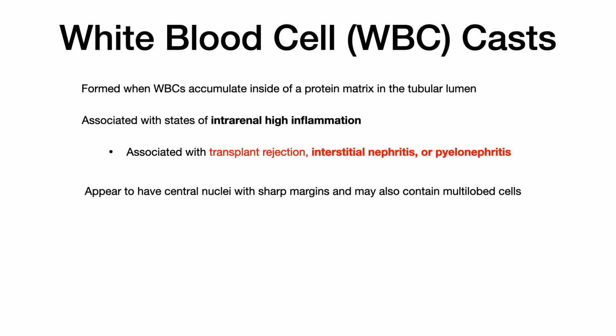Now let's differentiate that against a white blood cell cast. A white blood cell cast is formed when white blood cells accumulate inside of a protein matrix in the tubular lumen. So very similar to our RBCs. Our WBCs, they're present, they leak out, they coagulate, they mix with the protein matrix, and you get white blood cell casts. Now these are associated with high states of intrarenal inflammation. And the two most common that you absolutely need to memorize are pyelonephritis and interstitial nephritis. Those are the big two.